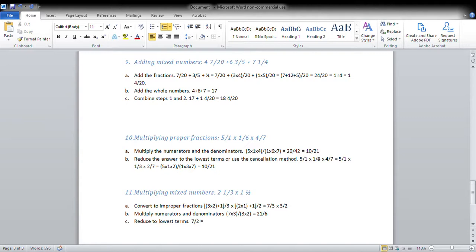And now we convert this to a mixed number. 2 will go into 7 3 times. 2 times 3 is 6. So we've got 3, remainder 1. 3 1/2 is ultimately our answer.